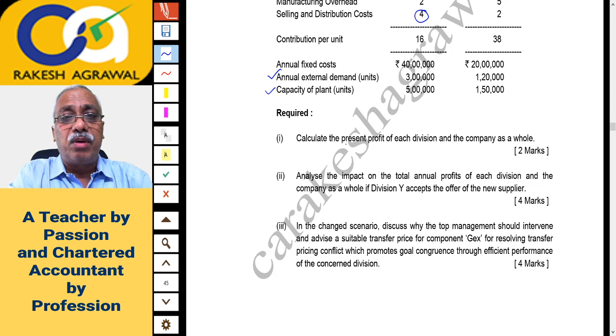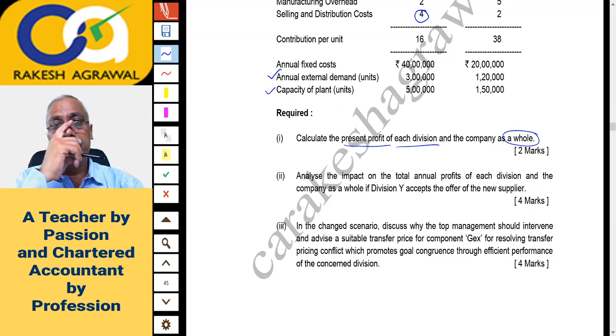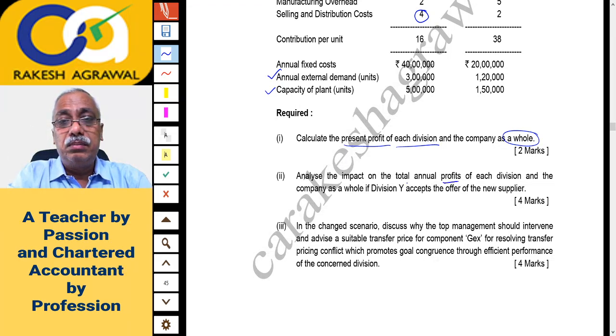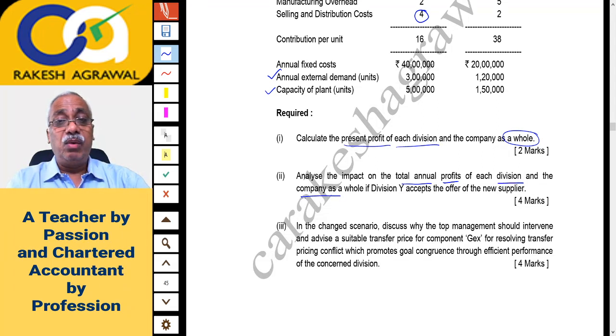Calculate the present profit of each division and the company as a whole for 2 marks. Present profit means when division Y purchases its entire requirement from division X at 50 rupees, then what is the profit? Second question is analyze the impact on the total annual profit of each division and the company as a whole if division Y accepts the offer of new supplier. New supplier is going to supply at 47 rupees. So if division Y buys from outside, what will be the impact on profit? That is second question. And then third question we'll see later. Let us go one by one.